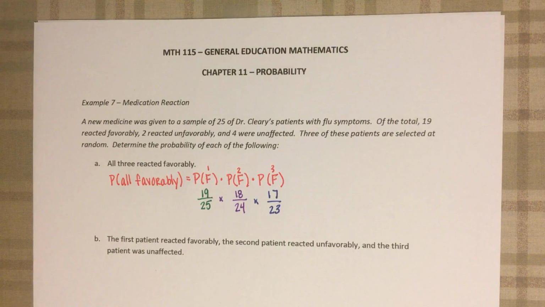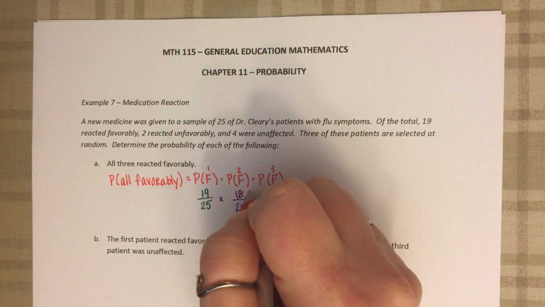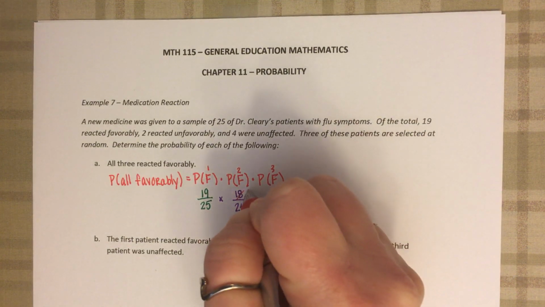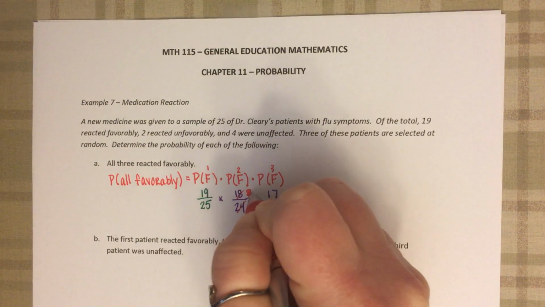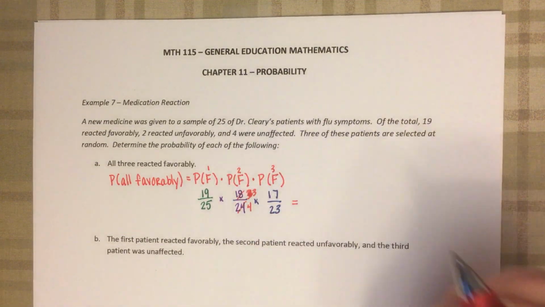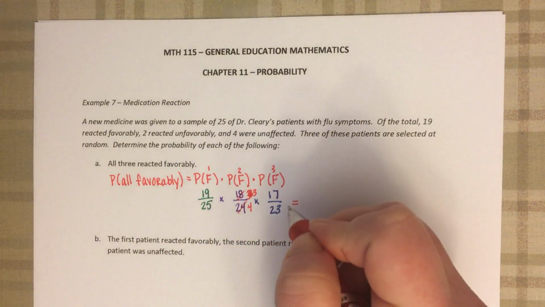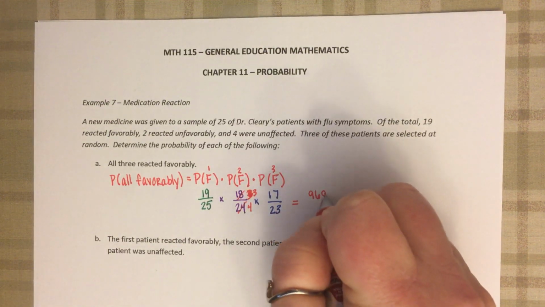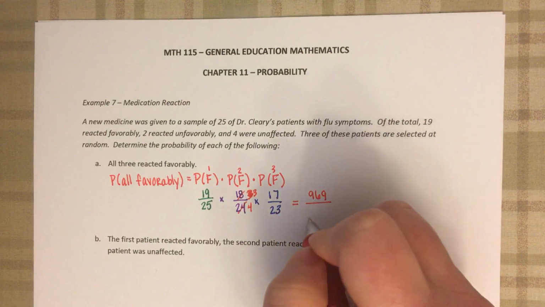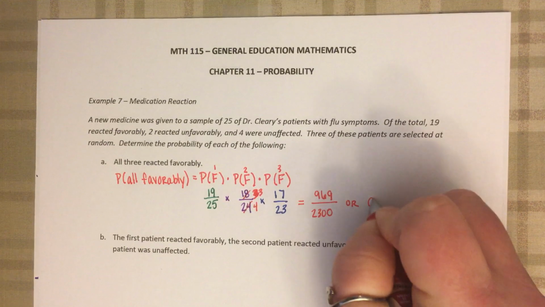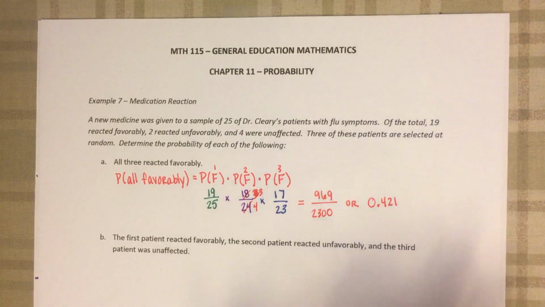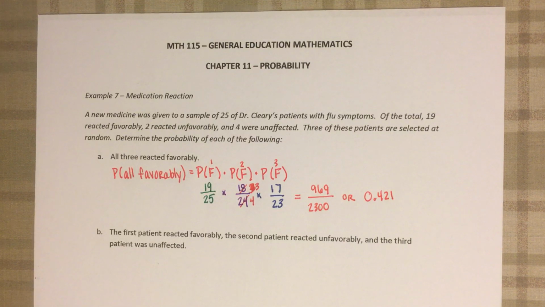We're going to reduce our fractions as much as we can. All we can do here is cancel out a little bit with our 18 and 24. We're going to divide those both by 6 to get a 3 and a 4. And then we're going to multiply what we have straight across. So 19 times 3 times 17 is going to give us 969, out of 25 times 4 times 23, which is going to give us 2300, which we could then write as a decimal as 0.421, or about 42%. So about a 42% chance that all three are going to react favorably.